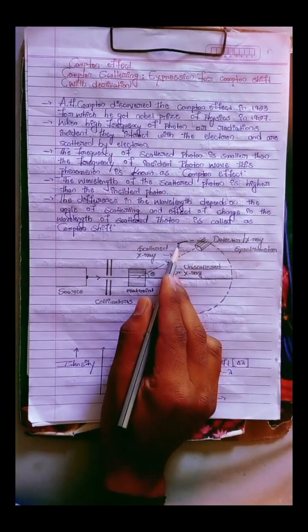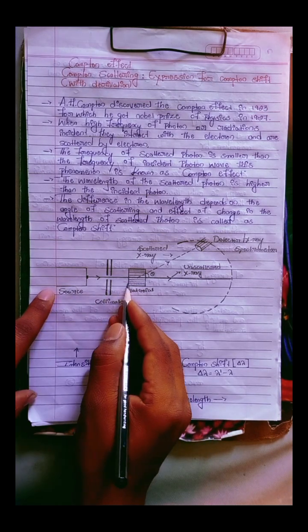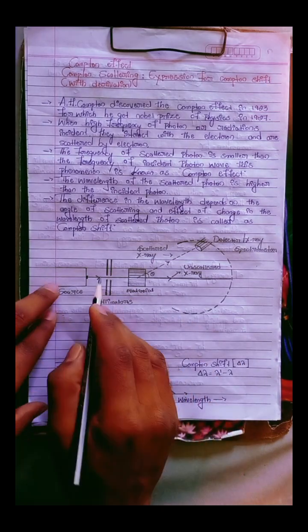For a large angle, the shift is very large. For a small angle, the shift is very small. The small peak shows the incident photon or incident wavelength. The large peak shows the scattered photon. In between, the difference between the scattered photon and the incident photon is called the Compton shift.